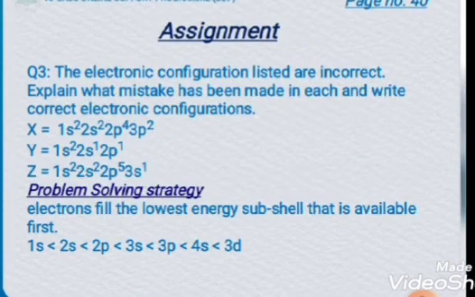So here students, I have an assignment for you. This question is taken from review question number 3. The electronic configurations listed are incorrect. Explain what mistake has been made in each and write correct electronic configuration. So here I have a hint for you that electrons fill lowest energy subshell that is available first. Electrons fill first in 1s, then 2s, then 2p, then 3s, then 3p.